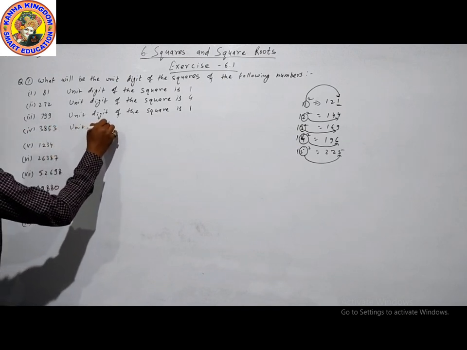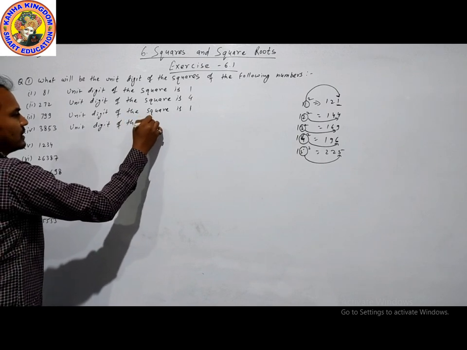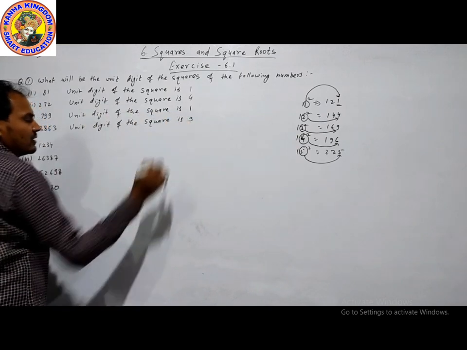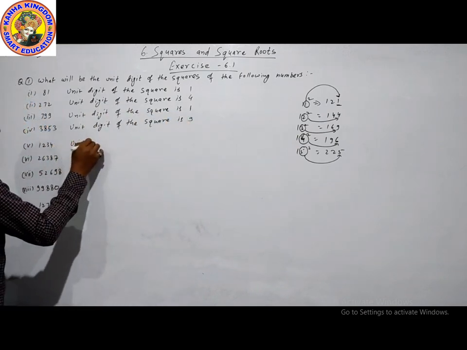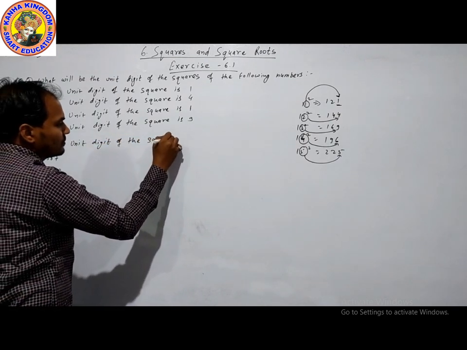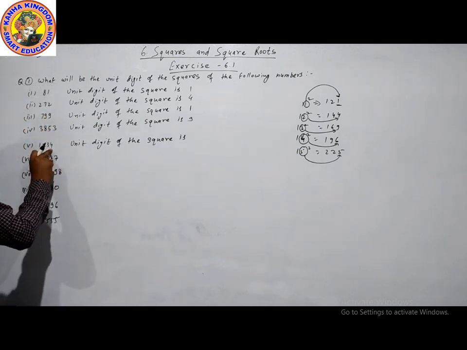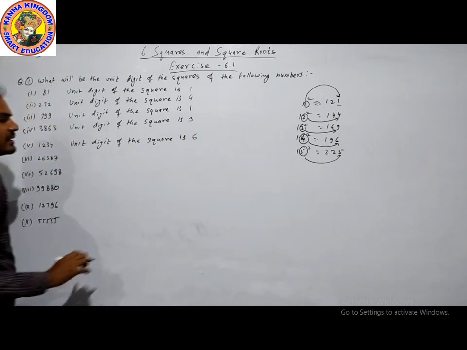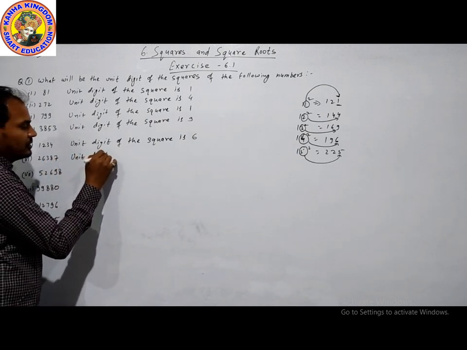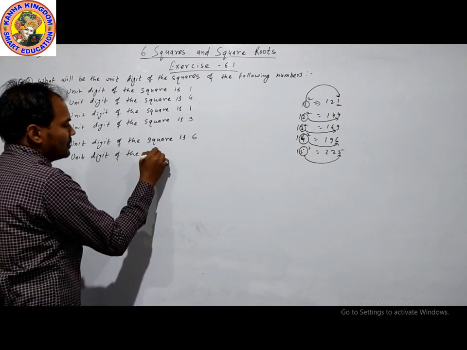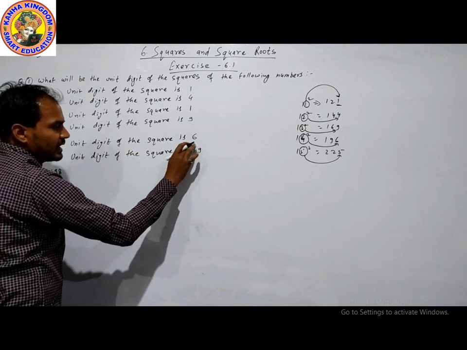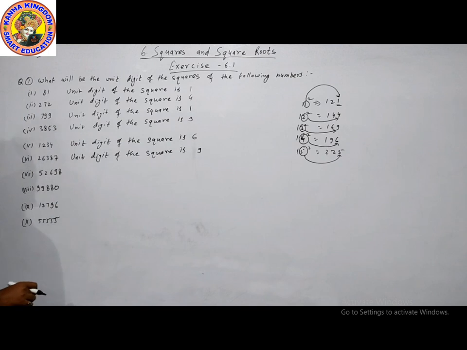Unit digit of the square is, here it is 3. 3 square is 9. Unit digit of the square is, here it is 4. 4 square is 16. 6. Unit digit of the square is, here it is 7. 7 square is 49, so 9. So here 9 is the unit digit.